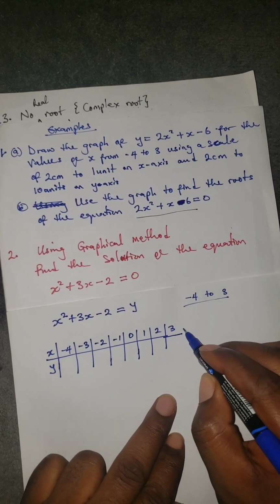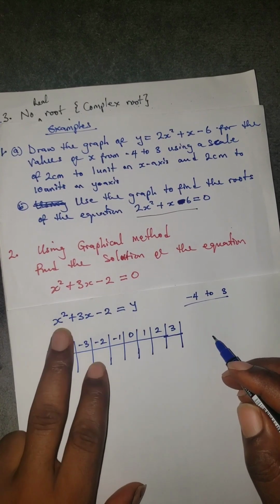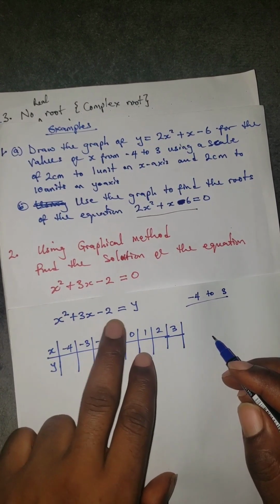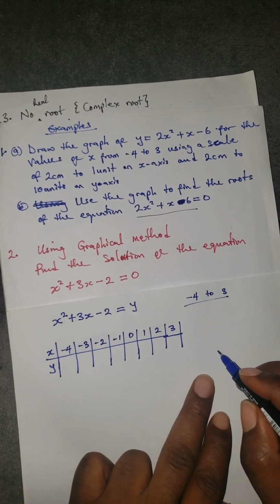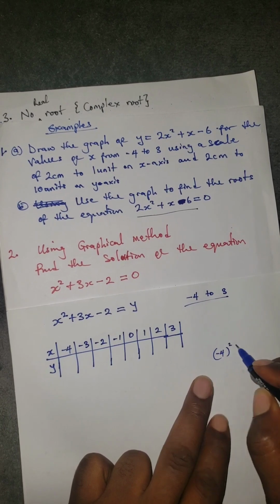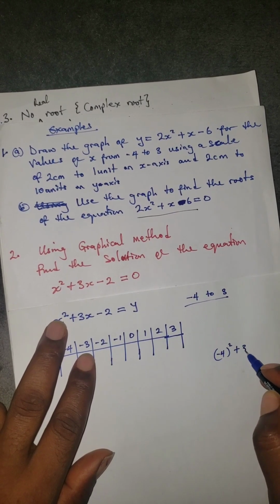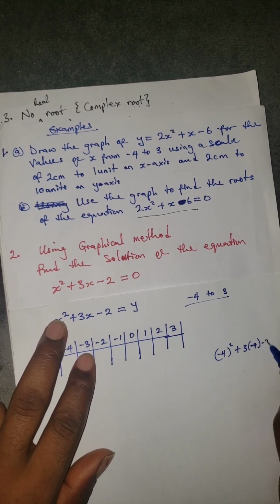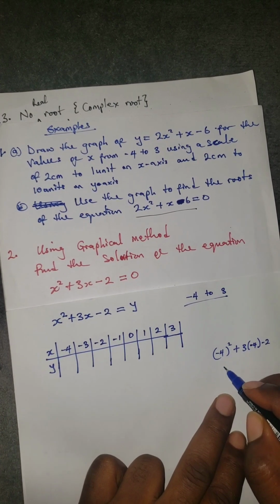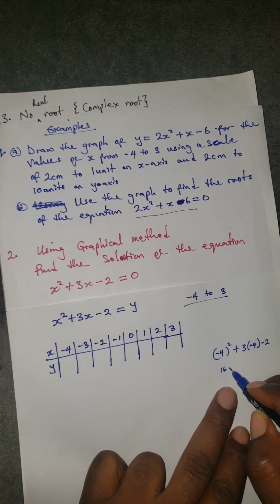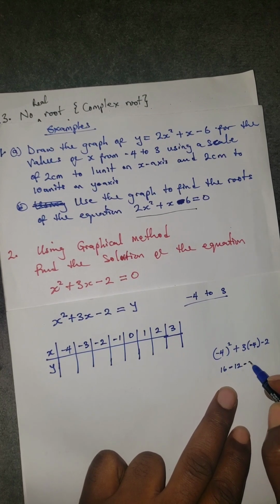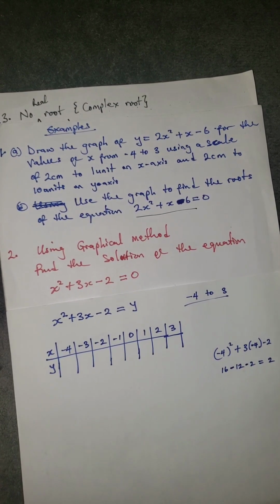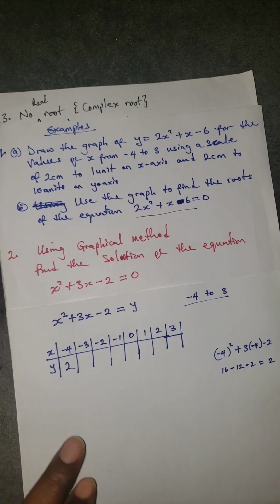So using what I showed in the last example, all we need to do is to put these values inside this place and get the value of y. So let me show you just with the first two. So we have -4 all squared, plus 3 into -4, minus 2. So this will give us 16, and this will give us -12, and this will give us -2, which equals 2. So we write 2 here.